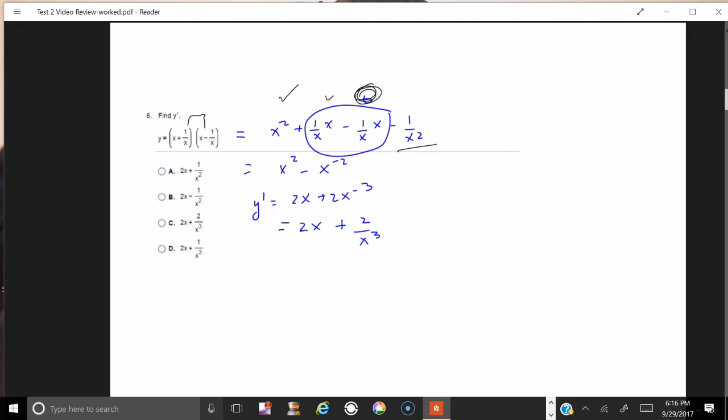We'll rewrite that as minus x to the minus 2. Now we'll take the derivative. The derivative of x squared is 2x. The derivative of minus x to the minus 2 is plus 2x to the minus 3. And rewriting it, we have this, and that is answer C.